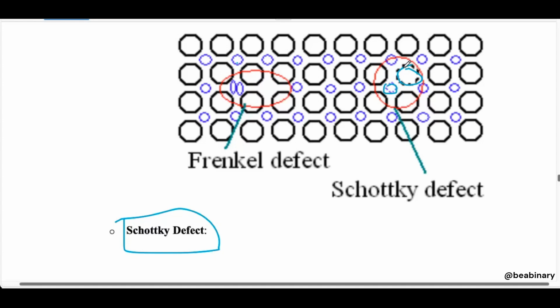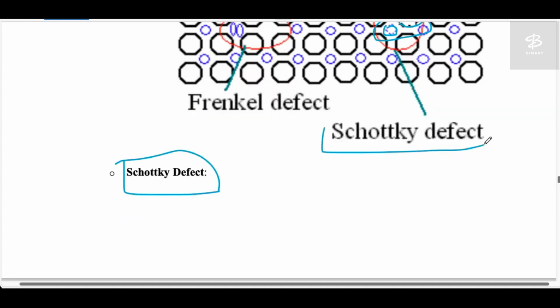Because neutrality means, if only positive charge comes out, then it will increase the positivity. If negative charge comes, then it will increase the negativity. But in the case of the Schottky defect, we have both together. They are missing together. Positive and negative both are missing together. It means they are a kind of vacancy. Here is basically a vacant area, but neutrality will not be compromised. This is a Schottky defect. Okay.